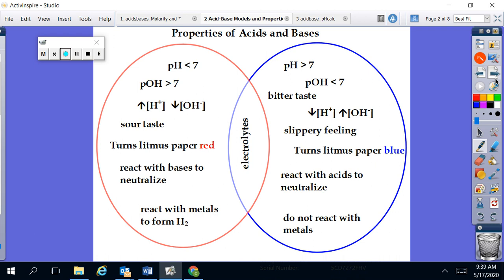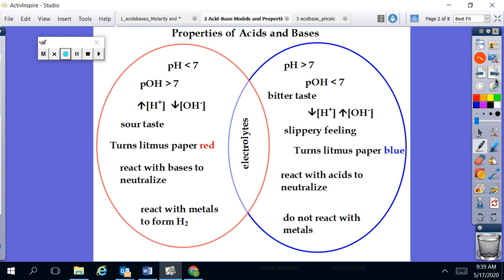Okay, you can see that we're going to talk about the pH scale, and a lot of you are probably already familiar with that. But acids have a pH of less than 7. They have what's called a pOH, which is a measure of OH, greater than 7. They have a high concentration of hydrogen ion and a low concentration of hydroxide ion, which is OH. They have a sour taste. Don't taste them. They turn litmus paper red, which you do need to know.